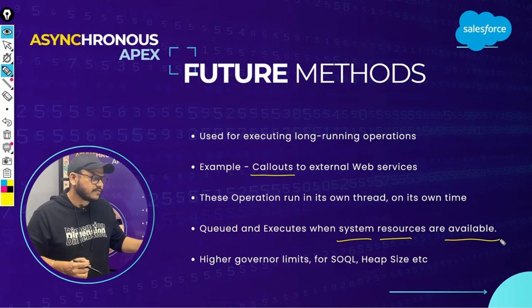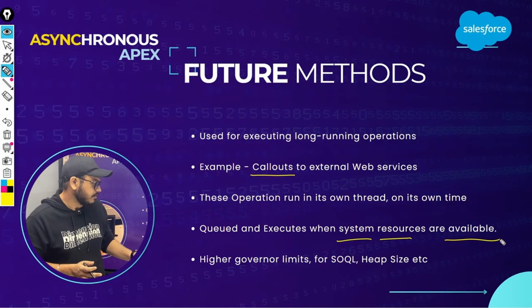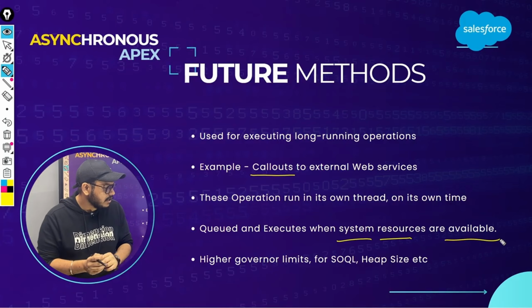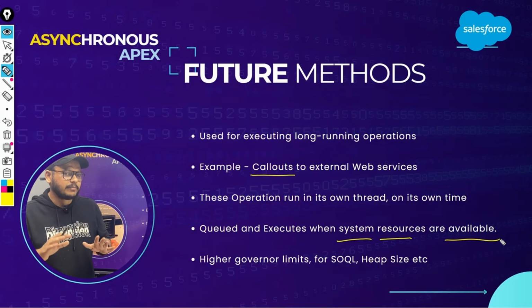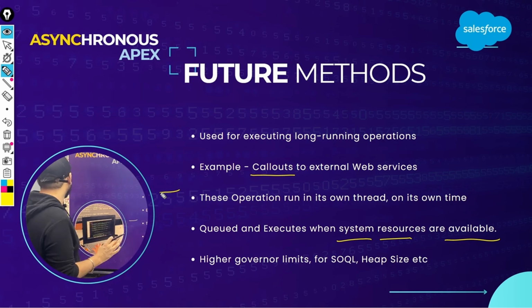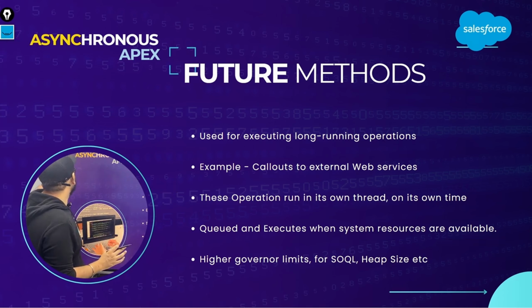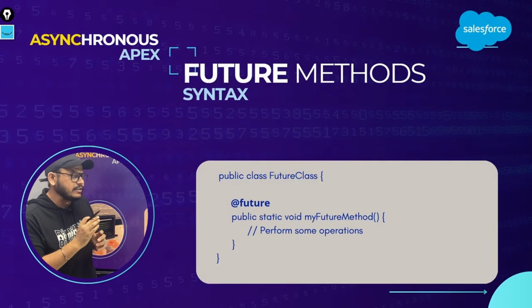Comparatively, the governor limits for asynchronous Apex are higher for some of the governor limits, not for all, but for some of the governor limits, like SOQL queries limits, your heap size, etc., will get slightly higher governor limits. I'll talk about this a little bit more in details, but later on. Now let's go a little further and talk about the syntax of future method.